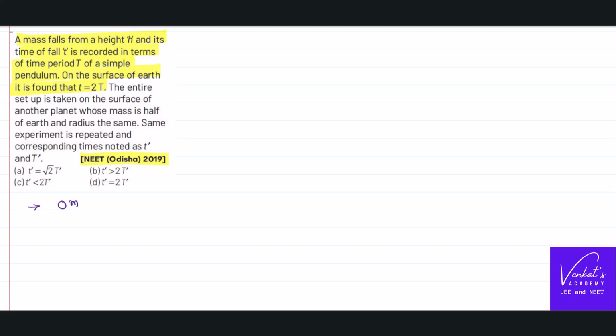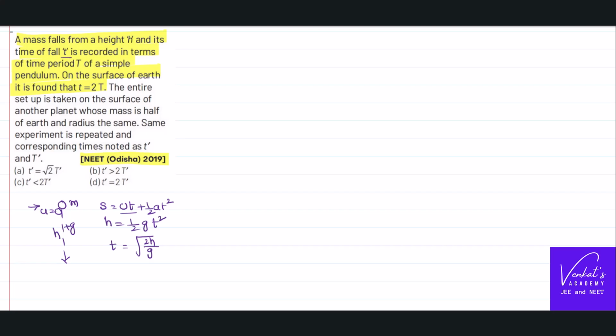A mass m falls from a height h. I can use the formula S equal to ut plus half at square. As it has freely fallen, initial velocity equals 0. S is h, ut becomes 0, a is plus g because it's falling on the Earth, t square. So the t he is talking about is actually root 2h by g.